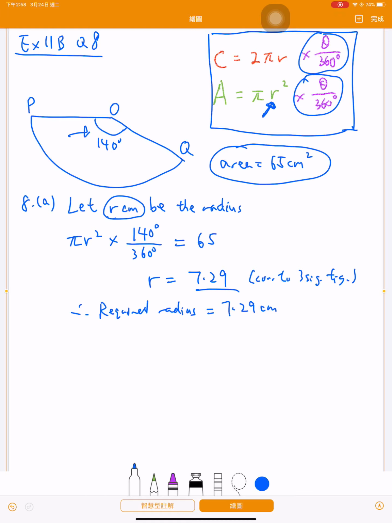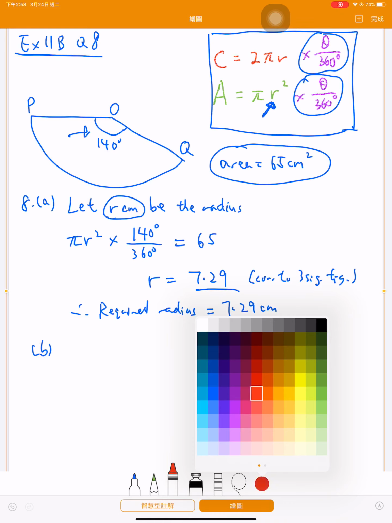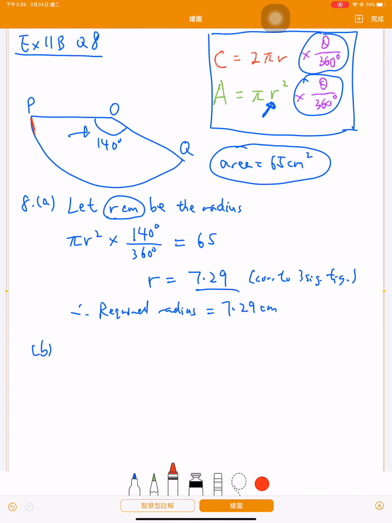and then part B, we want to find the arc PQ. That is, we want to find this length, right? This length. Then this one is easy, right? Because we can use back our formula for the circumference. So that means the arc PQ is equal to, we know that is 2 pi r, but the r is the one that we found here.